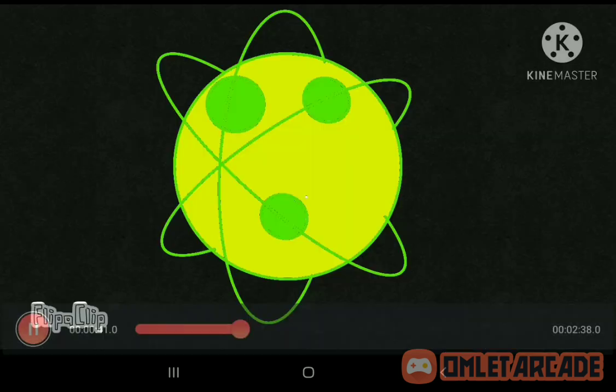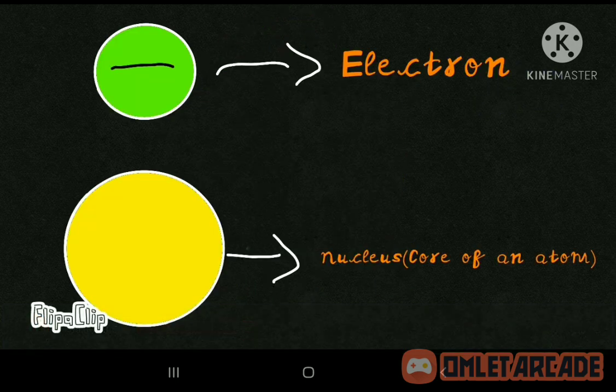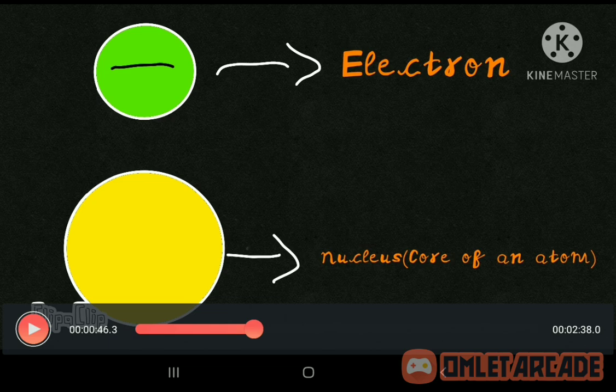So this is the 3D image of an atom. You see that giant round yellow thing, and then there is an orbital, the lime ball and the lime line. It's an orbital, and then there is a smaller ball. It's lime, and there is a giant yellow. Now, the lime one is an electron, and the giant yellow one that we saw in that 3D image is the nucleus, or core, of an atom.